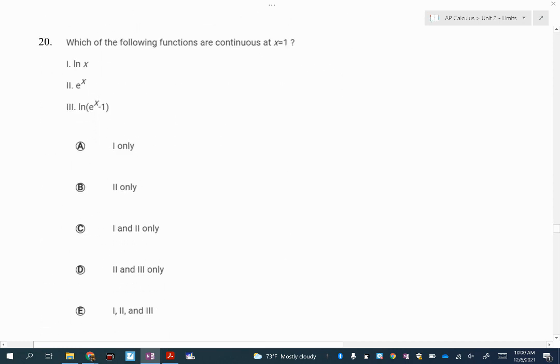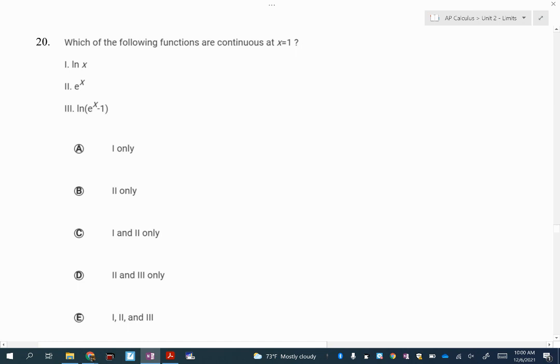Okay, which of the following functions are continuous at x equals 1? You can go to Desmos and look, but when I do the natural log of 1, I get 0. e to the first power is e. e minus 1 is going to be the natural log of a number that's over 1, so this is a positive number. So we should be good.